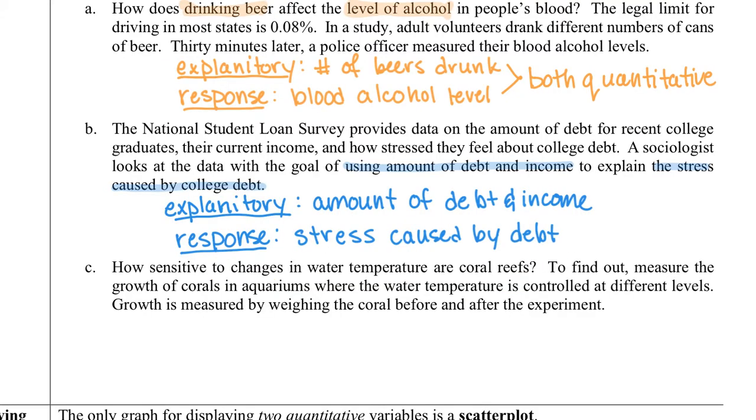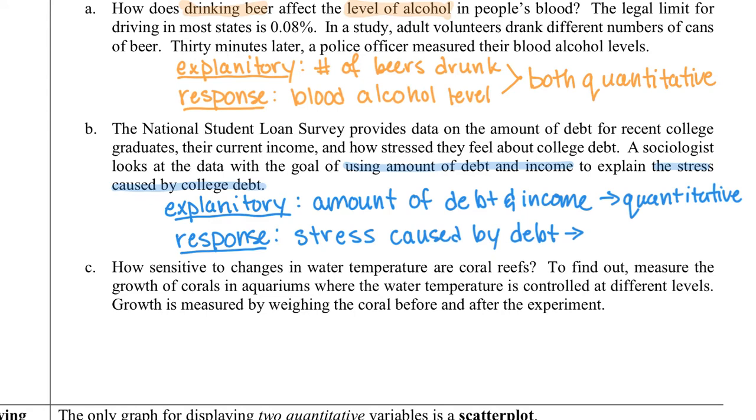It seems pretty straightforward what our two variables are. Explanatory: the amount of debt and income. Obviously, if they have more income, they probably have less debt. The response is the stress caused by that debt. The question here, though, is whether these are categorical or quantitative.